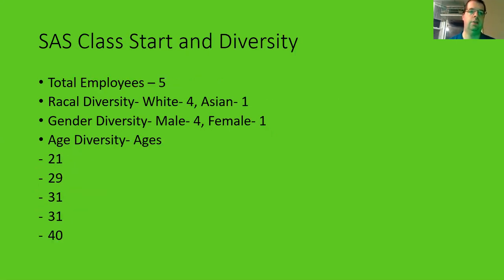Getting down to the Student Account Services Class Start team and diversity, this is a much smaller team and significantly less diverse. Total employees, 5. In terms of racial diversity, white, 4, Asian, 1. Gender diversity, male 4, female 1. That actually is our one Asian employee who's also our student worker, to kind of give you an idea of where we land.